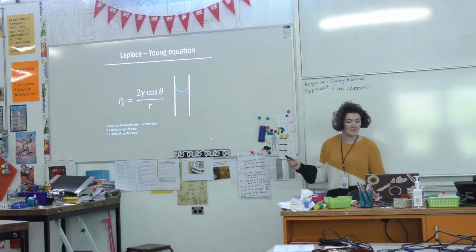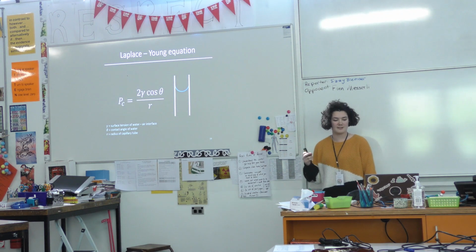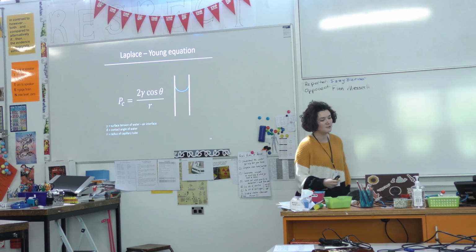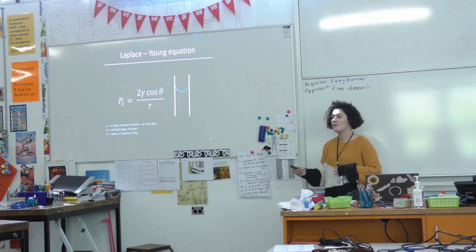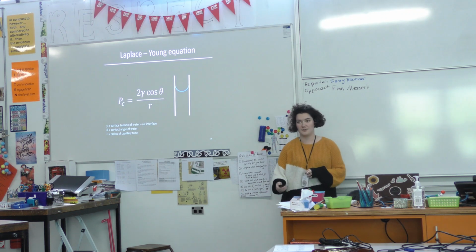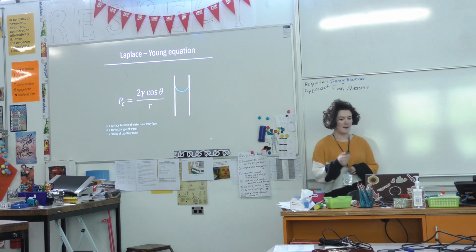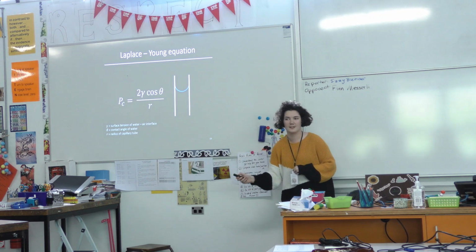So this is the Laplace-Young equation, and it's for the pressure inside the capillary of a capillary action tube, and it includes the radius of a round tube, which complicates things as we aren't using a round tube, but we just put thickness in instead.